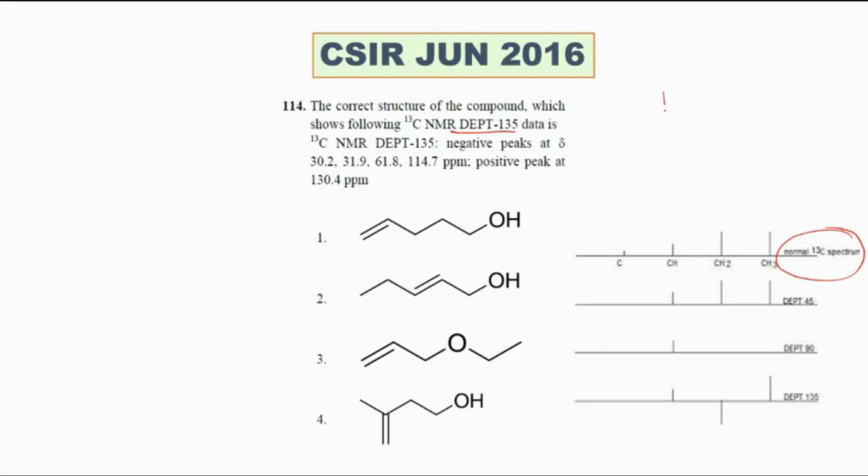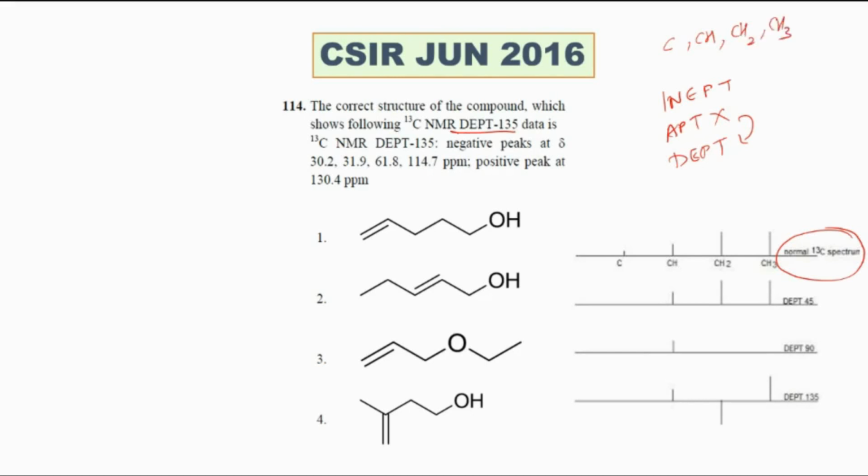You have something known as INEPT, insensitive nuclear enhancement by polarization transfer. You have the APT technique, attached proton test. You have the DEPT technique, distortionless enhancement with polarization transfer. The disadvantage of APT leads us to DEPT. In DEPT, you will be segregating the peaks based on the kinds of carbon. I can have 4 kinds of carbon: quaternary carbon, methine carbon, methylene carbon, and methyl carbon.